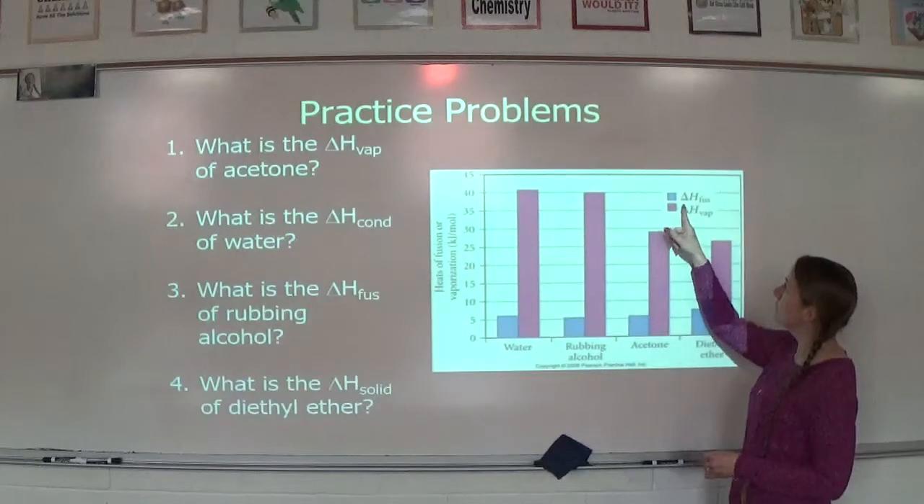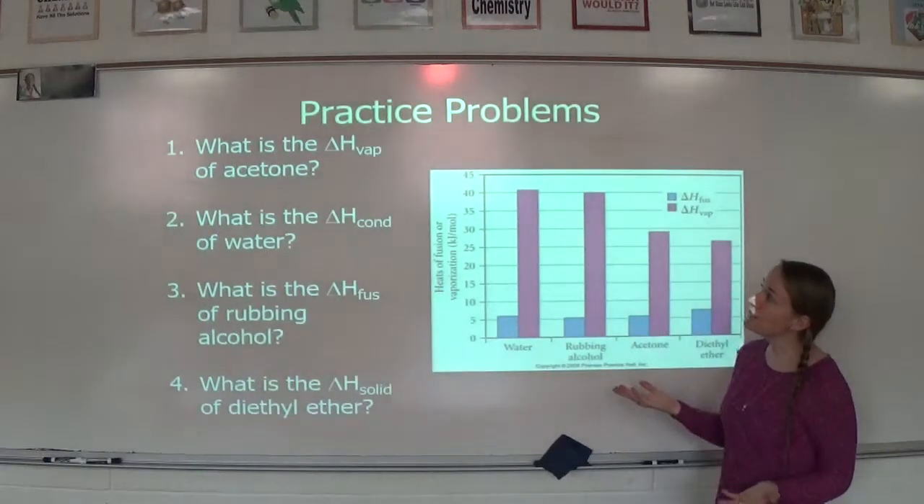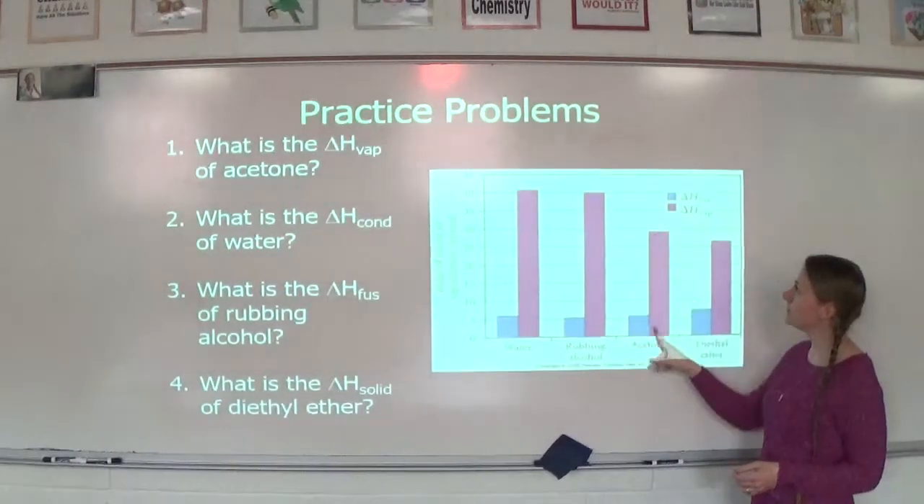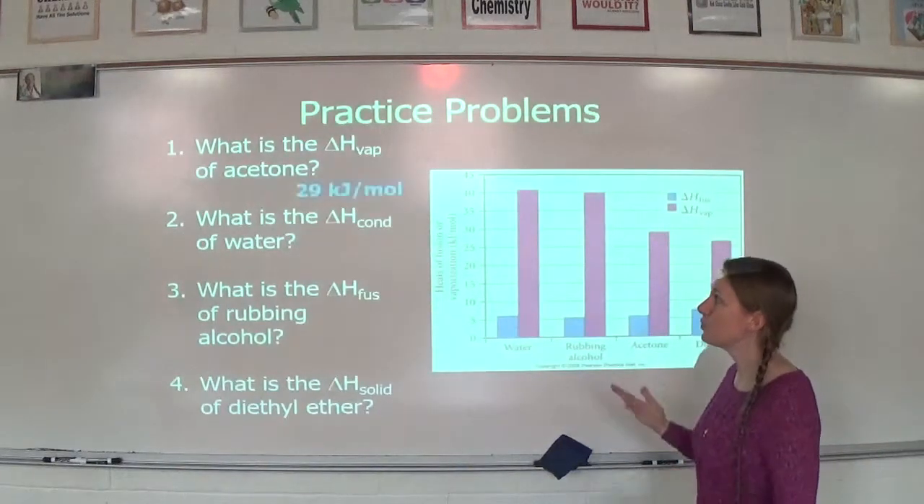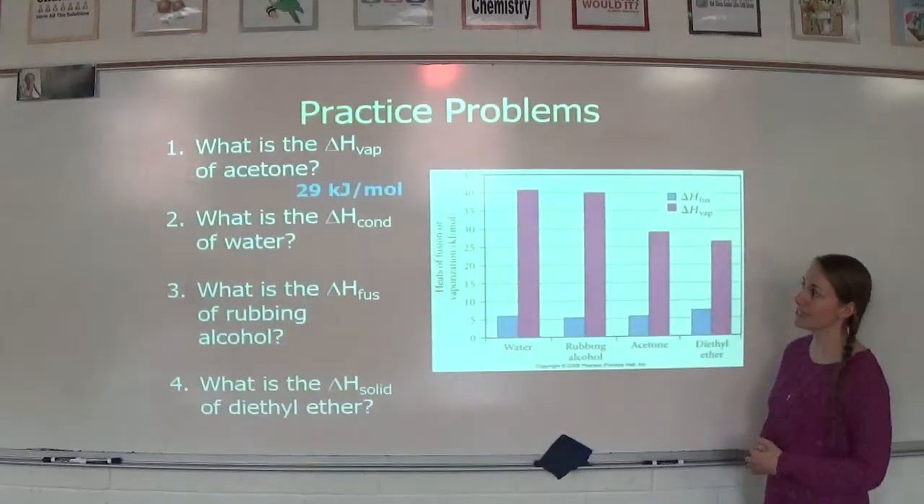Alright, so let's look at a little chart real quick and see if we can read a graph. Delta H of fusion is blue, delta H of vaporization is purple. It says, what's the delta H of vaporization for acetone? So I look at acetone, I look at my purple, delta H of vaporization is a little bit under 30. So I put 29. I picked kilojoules per mole because it told me those were the units for my y-axis.